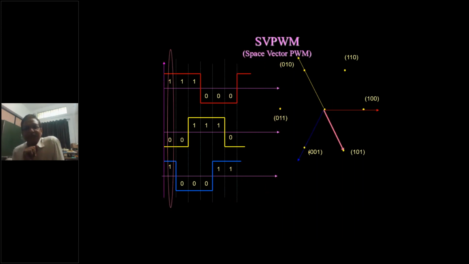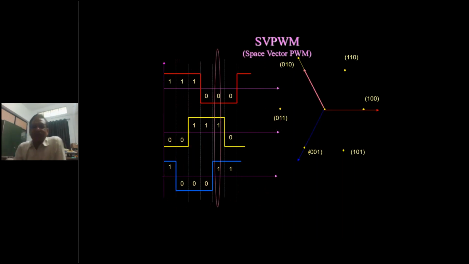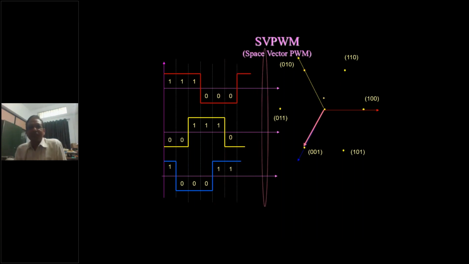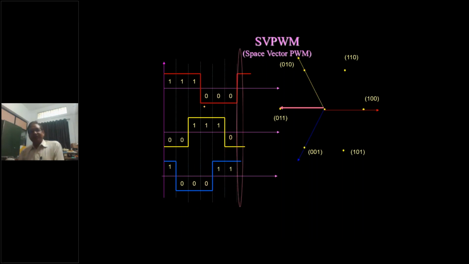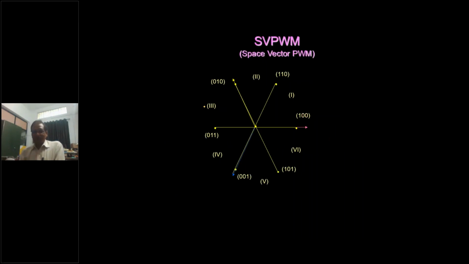Now, this resultant vector changes position according to the switching state of the inverter switches. If I connect all these points, I get a sort of hexagon. What the hexagon shows is that each vertex of the hexagon is nothing but a switching state.